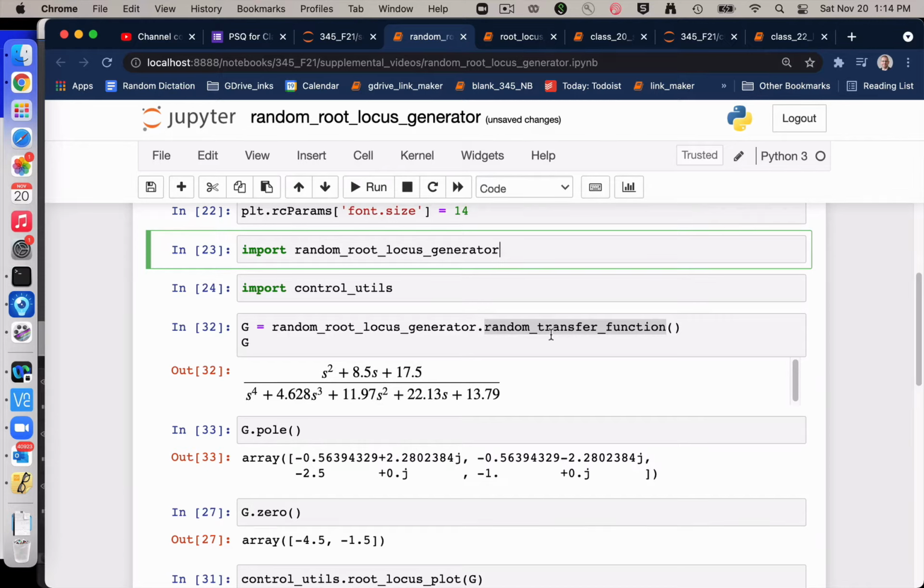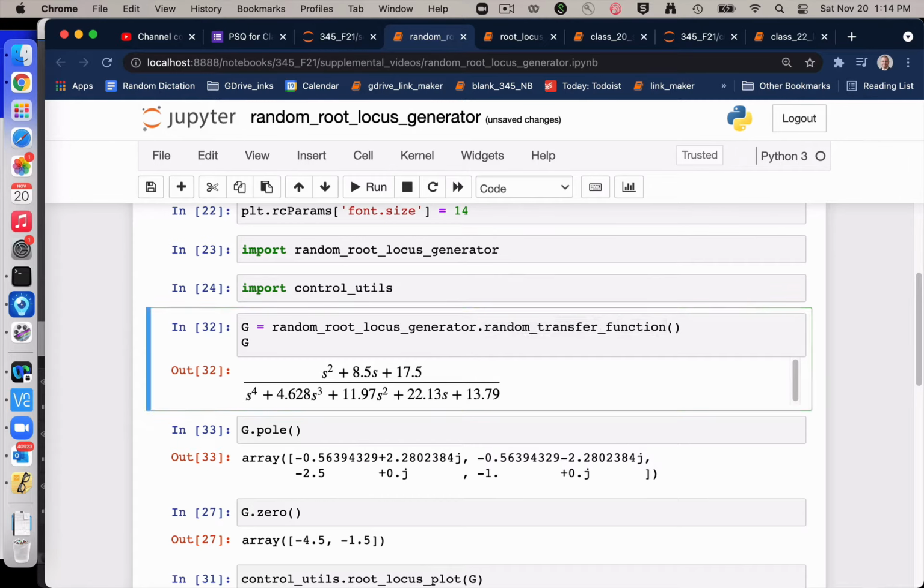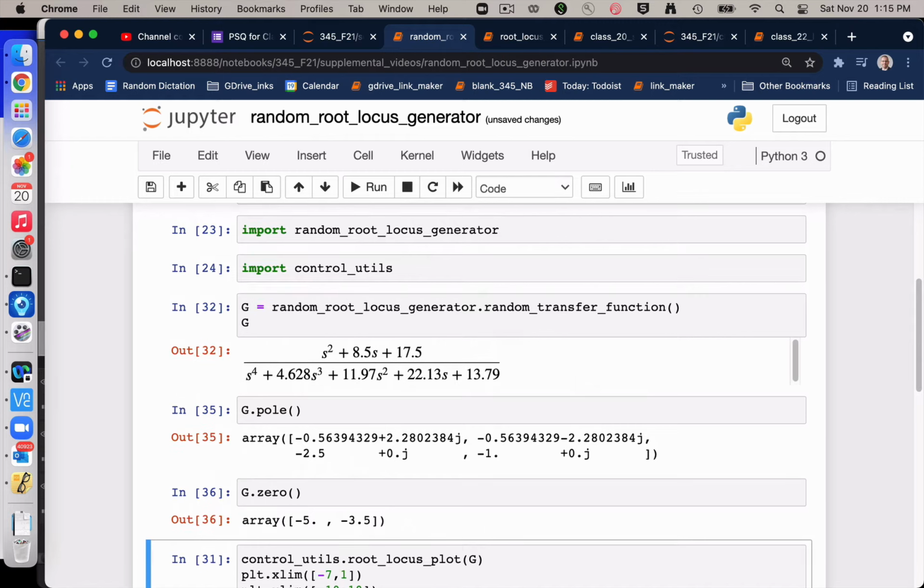Okay, this is Dr. Kraus with a third random root locus problem. We've now got 2 zeros and 4 poles. Let's have a look at these.